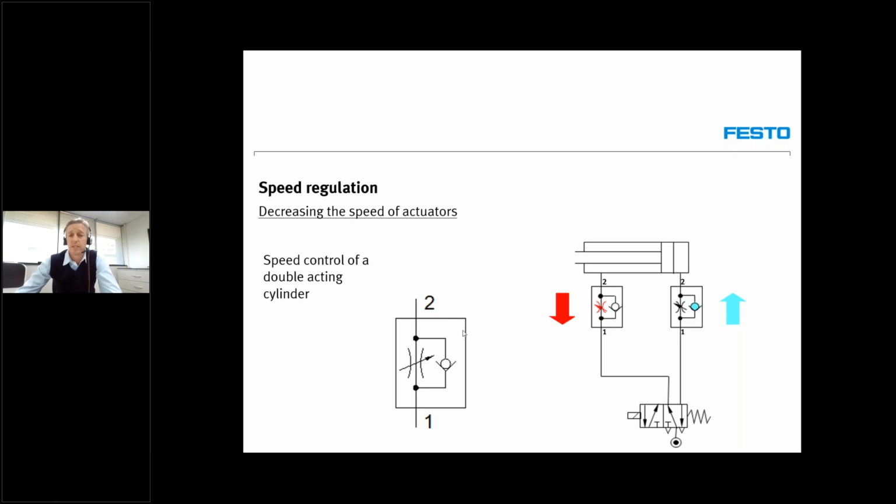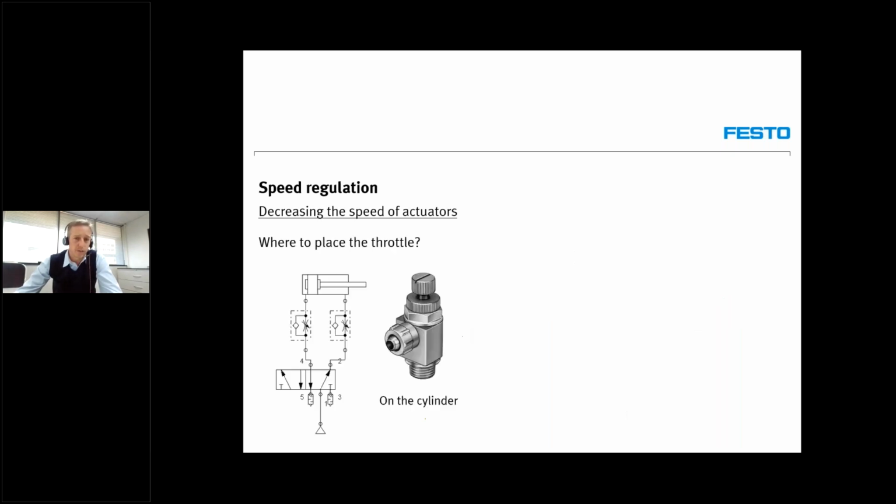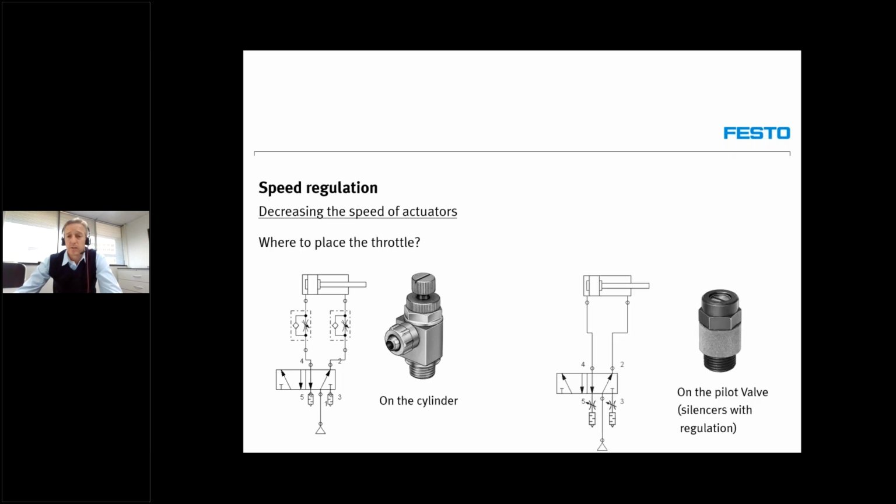Flow control valves can obviously be used on linear as well as rotary actuators for speed control. It is usually preferred to have the throttles on the actuators themselves where possible, or as close to the actuator as possible. But in applications where actuators are hard or impossible to reach, the throttles are placed on the exhaust port of the valve.